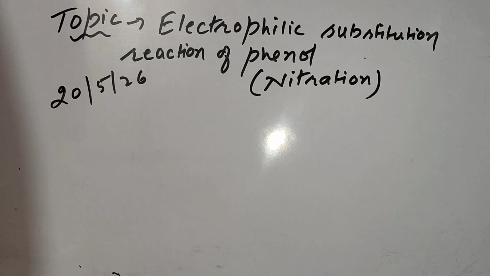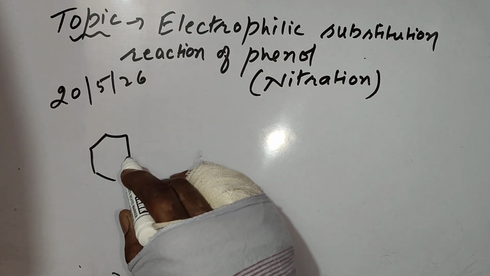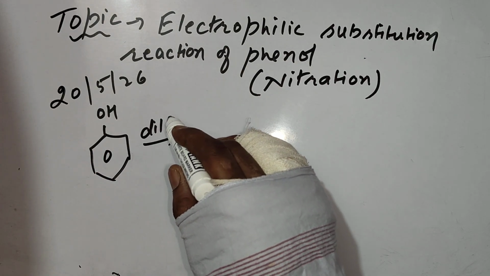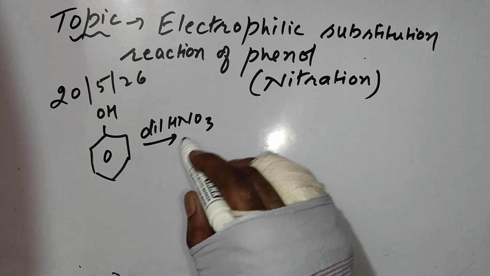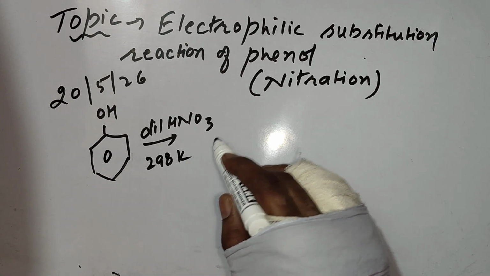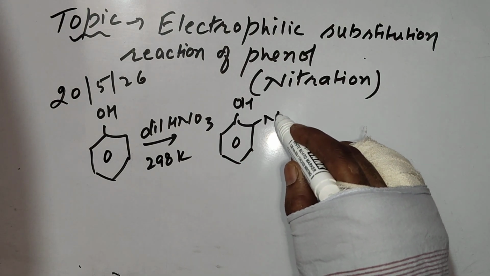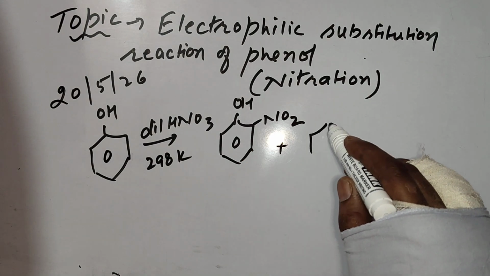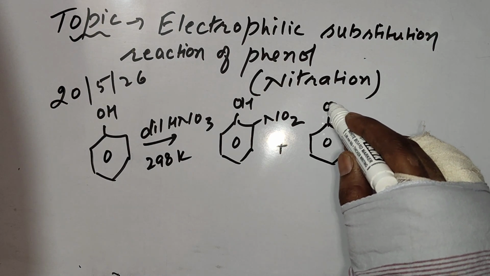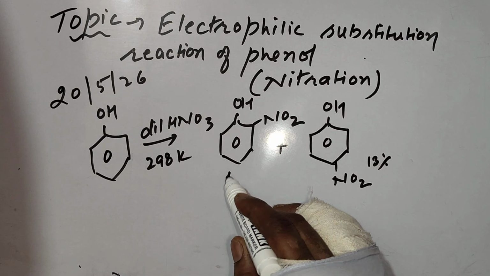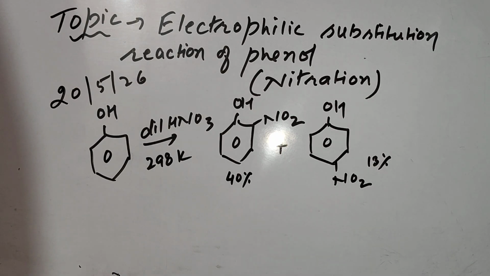In the previous video, I told you how we can bring about the nitration of phenol with dilute nitric acid. We got this. If we react phenol with dilute nitric acid at 298 Kelvin, we get 40% orthonitrophenol and 13% paranitrophenol. This is 40% and this is 13%.